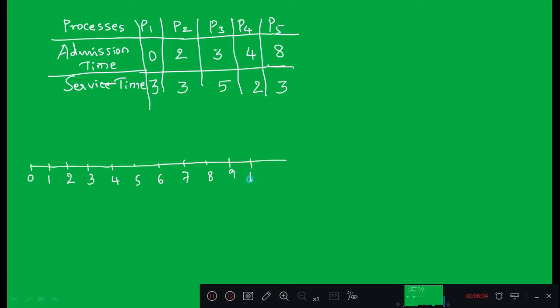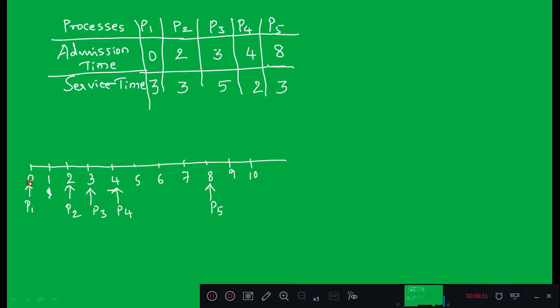So this will make your work very easy, right? So here at 0th second, P1 is entering. At 2 seconds, P2 is entering. At 3, P3 is entering. At 4, P4 is entering, and at 8, P5 is entering, right? So here the service time of process P1 is 3 seconds, right?